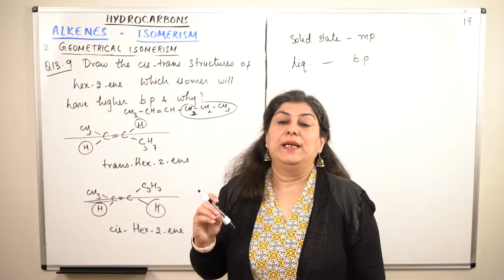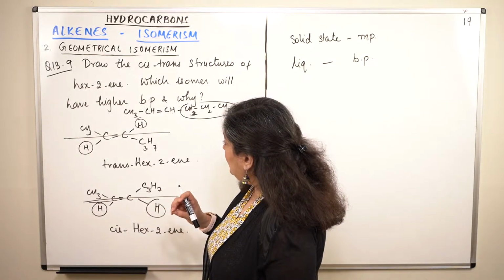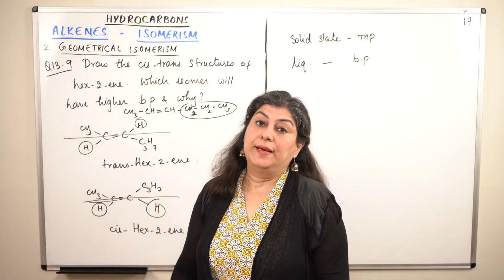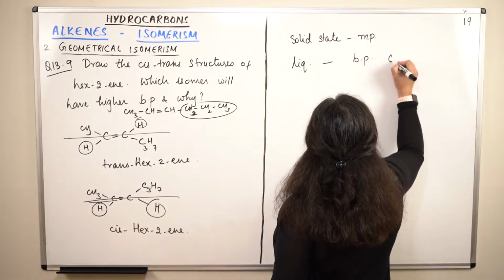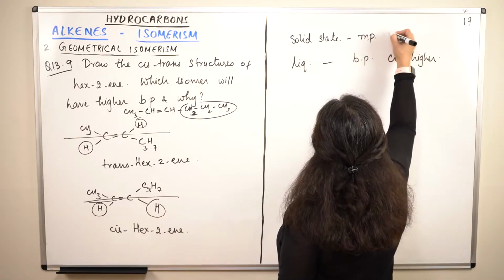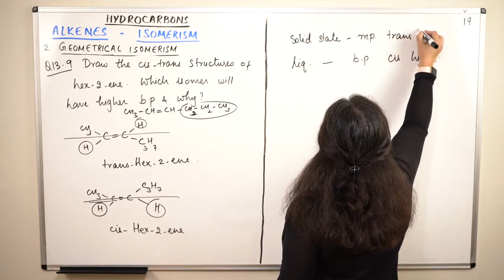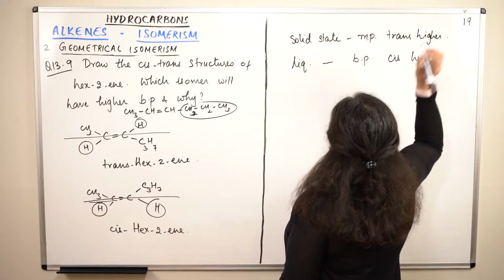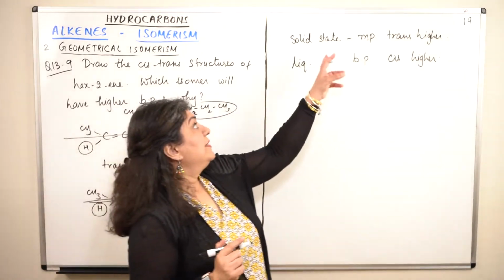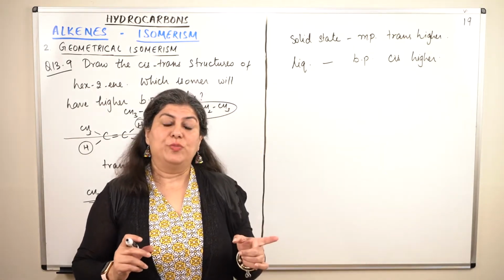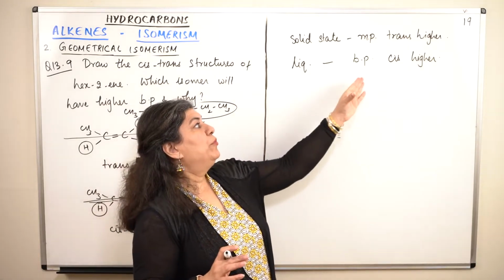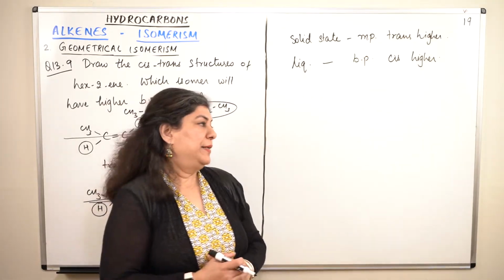The boiling point of a cis isomer is higher, and the melting point of a trans isomer is higher. Okay, now this is something conceptual that you should understand. Why is the melting point of the trans isomer higher, and why is the boiling point of the cis isomer higher for a liquid?